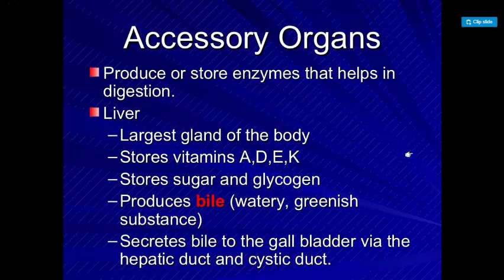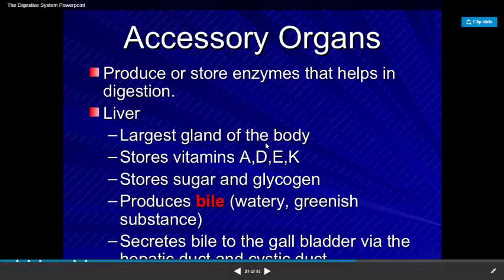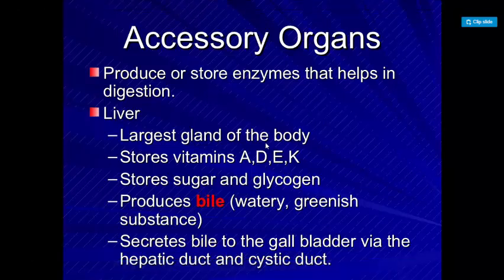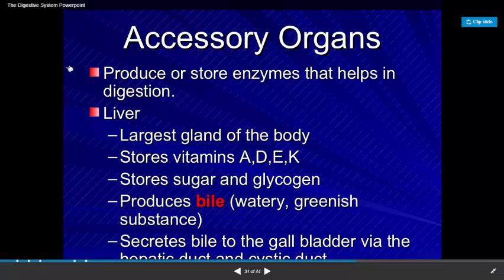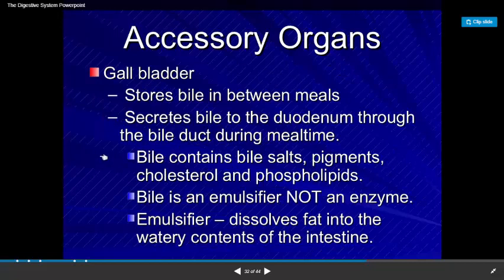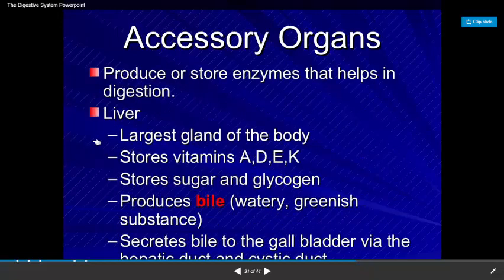Okay, we're going to talk about the organs that help with the digestion. They are not part of the tract, but they are part of the digestive system. So, the liver, this is the largest gland in the body. First of all, it stores 4 vitamins, A, D, E, K. It stores sugar and glycogen. And it produces bile. Bile is responsible for the digestion of the fats present in your body.